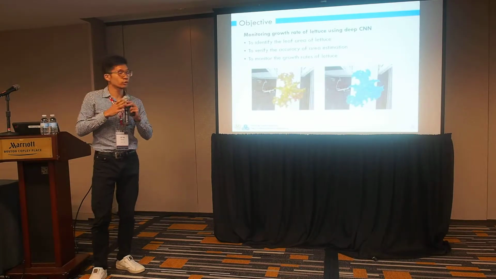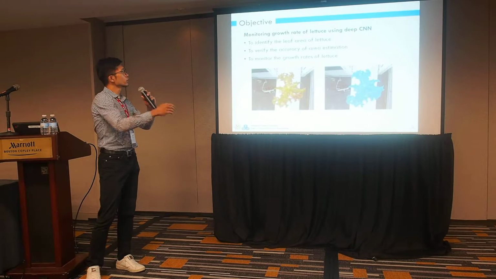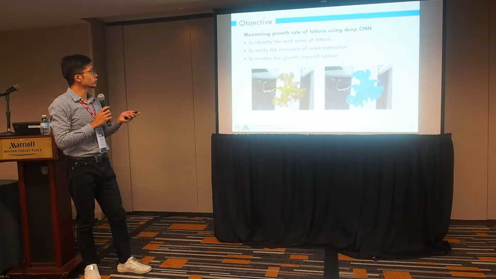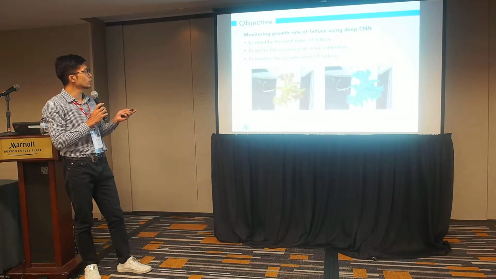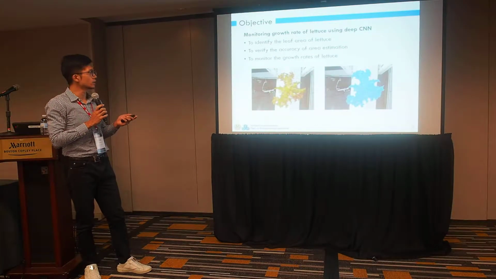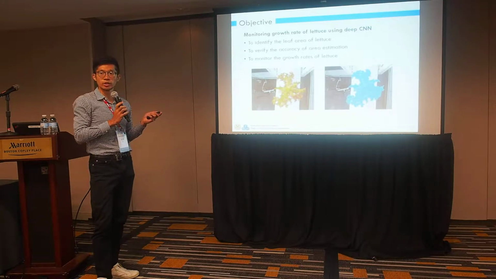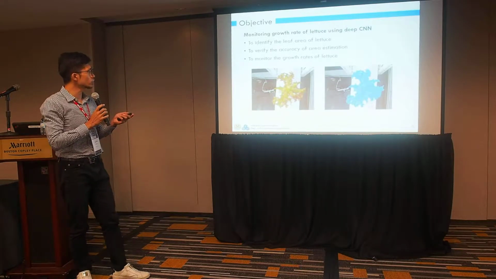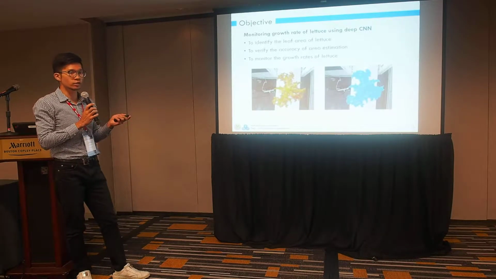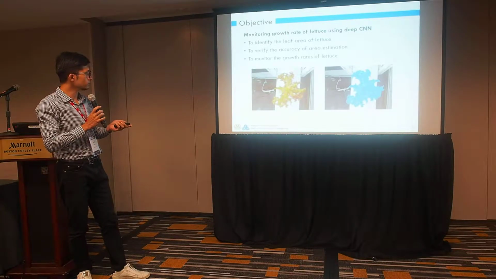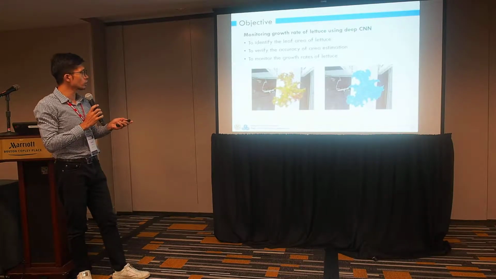In my research, my objective is to use a deep CNN to monitor the growth rate of lettuce. My objective can be divided into three parts. The first part is to identify the leaf area of the lettuce. In the second part, I will verify the accuracy of my area estimation. And in the third, I will use the result to monitor the growth rate of the same lettuce. The left picture is the original image I got from our customized image system, and this one is a sample of the labeled image.